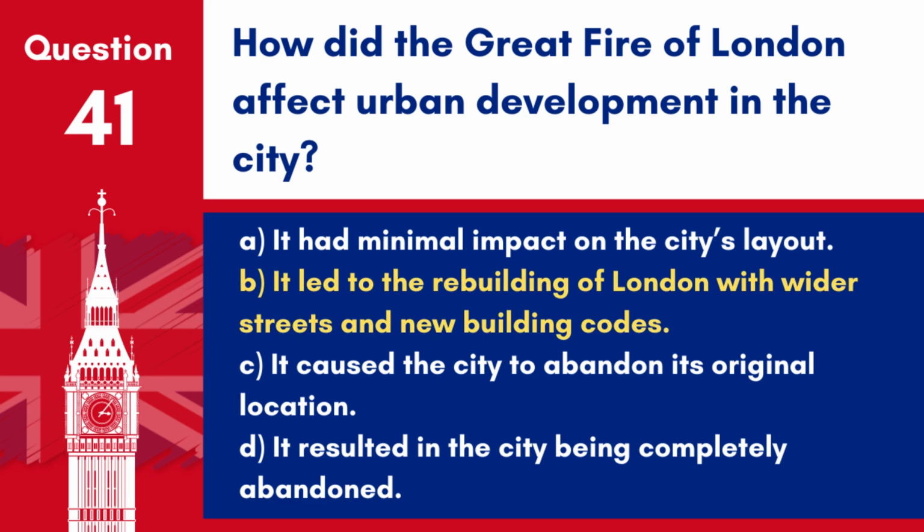Answer. B. It led to the rebuilding of London with wider streets and new building codes. The Great Fire of London in 1666 destroyed much of the medieval city, leading to urban development that included wider streets and the introduction of new building codes to prevent future disasters.